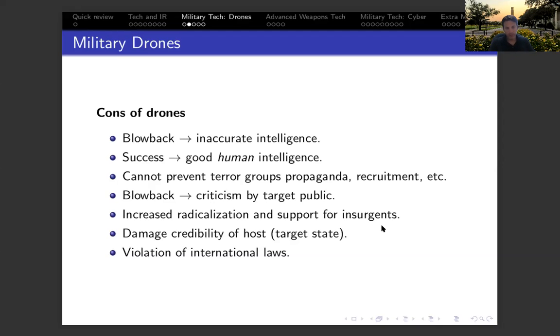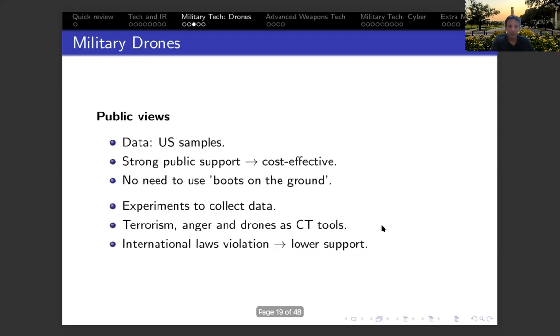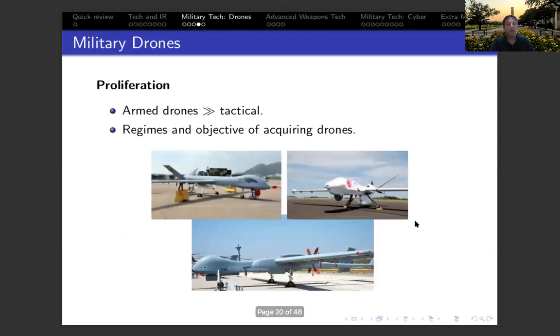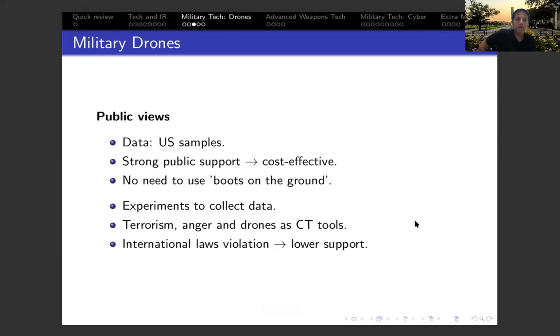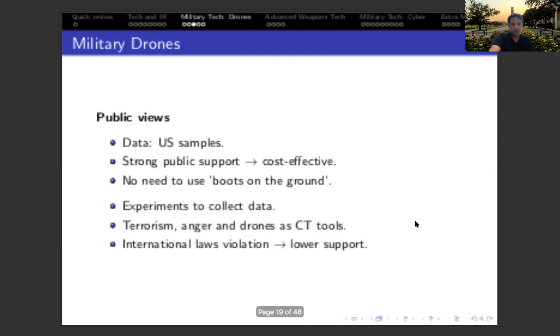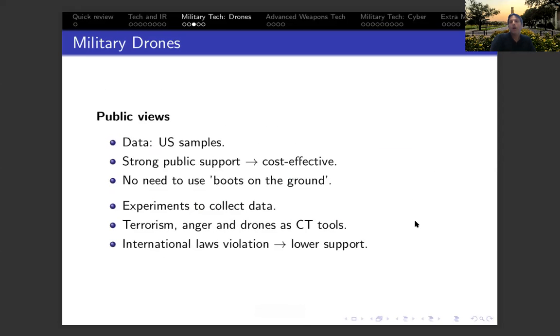So based on those kinds of counterarguments, I want to talk a little bit more about the public opinion of the use. Do we have it? No, something happened here. Oh, there it is. Sorry. About the use of... I think I lost one. There it is. The public opinion about using military drones.